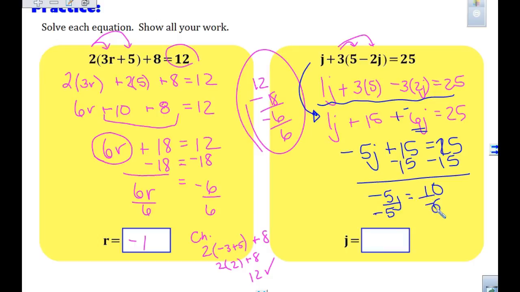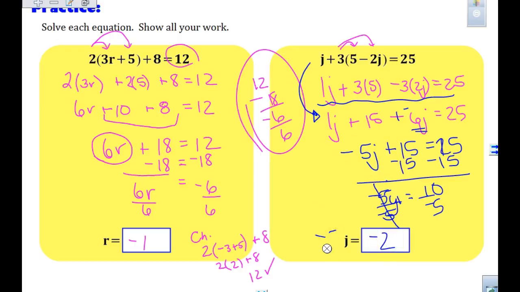If I only divide the one side, this is what you're left with. If you show it like this and put this answer down, you've just told me -5j is equal to -2. And that's not really what you mean, because you meant to divide both sides. So I need to see it on both sides of the equal sign. You have to keep it balanced.